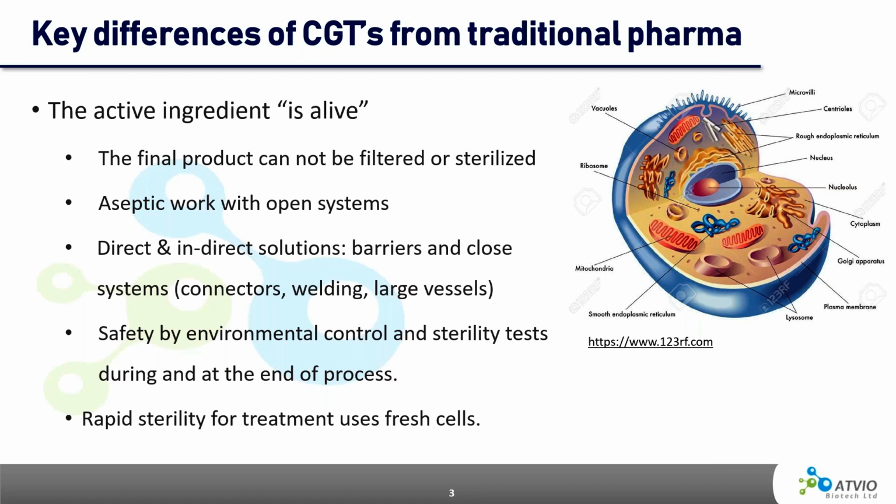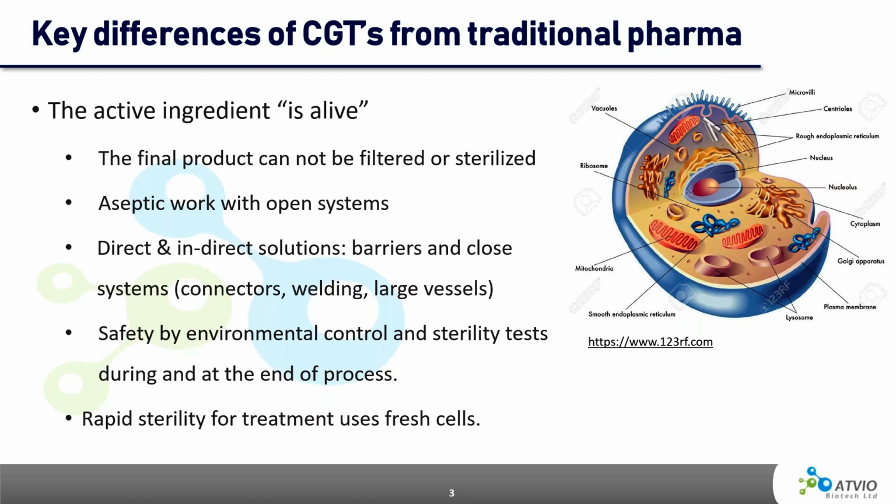So during our work in the GMP environment, we want to make sure that we are producing a safe product, and we use environmental control to do that and to monitor that, as well as safety tests like sterility and mycoplasma during the process and at the end at the fill and finish point. Something that is extraordinary is treatments that are given as fresh cells, because in those cases we have to do rapid sterility additionally to the regular sterility test that we do, in order to make sure that the patient has the most minimal risk that we can allow.